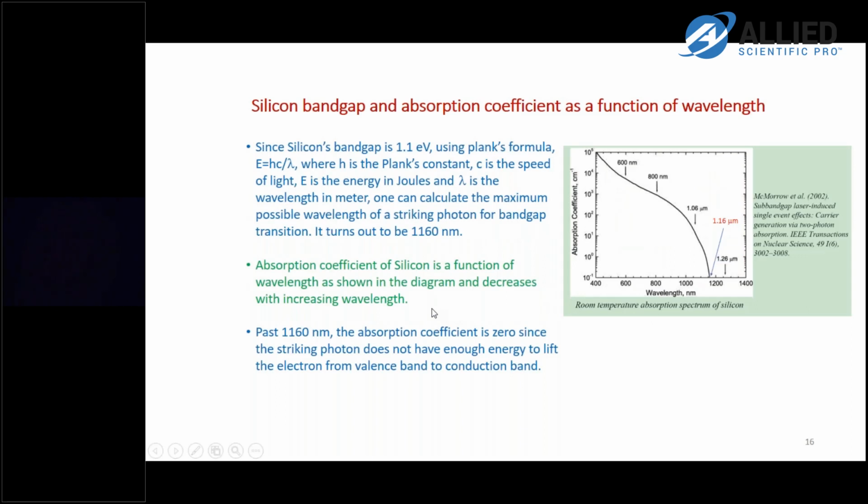Here is another plot. So 1.1 electron volts corresponds to 1160 nanometers. So you can see that the absorption coefficient is decreasing with increasing wavelength. And after 1.16 micron, it just drops to 0. So you cannot excite, with 1 photon, an electron to jump across the gap. And it does not absorb any further.